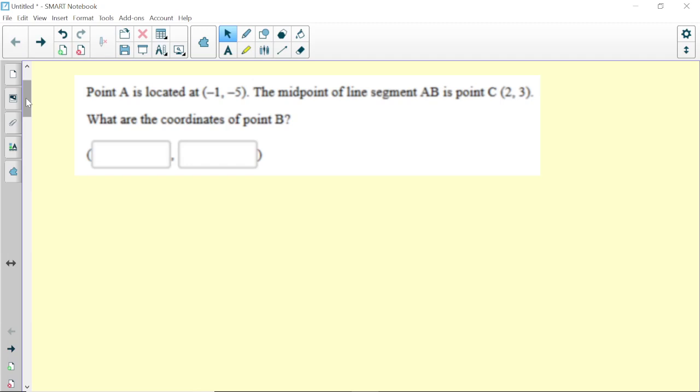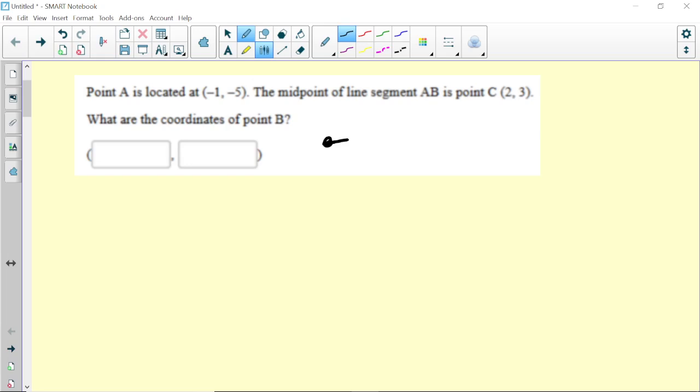So we got point A located at -1, -5. The midpoint of line segment AB is point C at 2, 3. What are the coordinates of point B? Now, for this type of question, Desmos could help. It could be beneficial if you plug these points in, kind of help you see. I like to just draw myself a picture, a general idea of what this is going to look like, and use the formula from there.